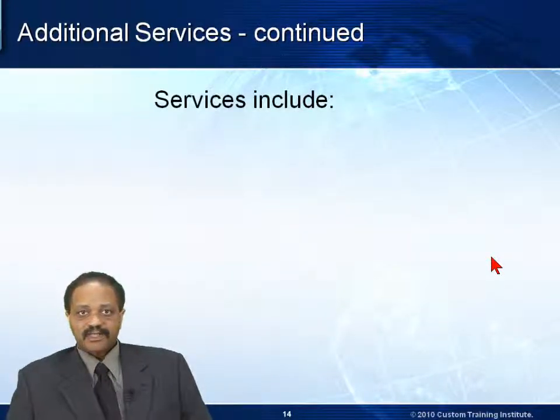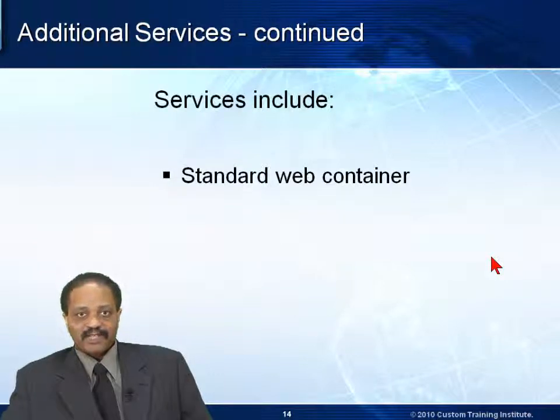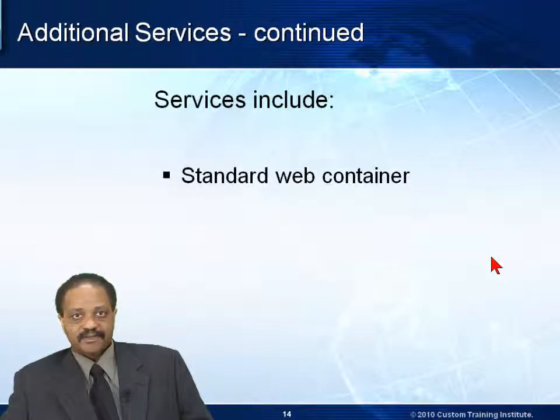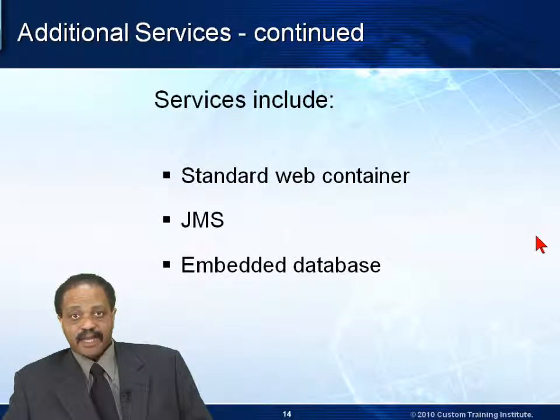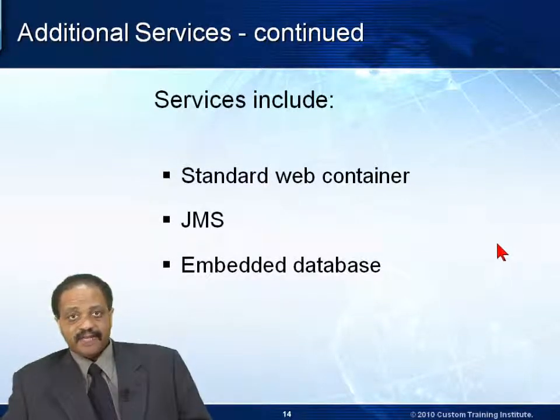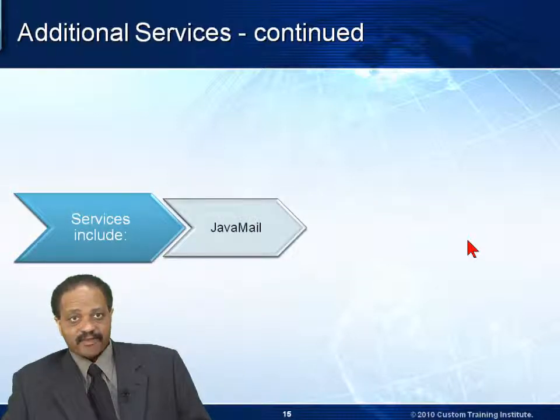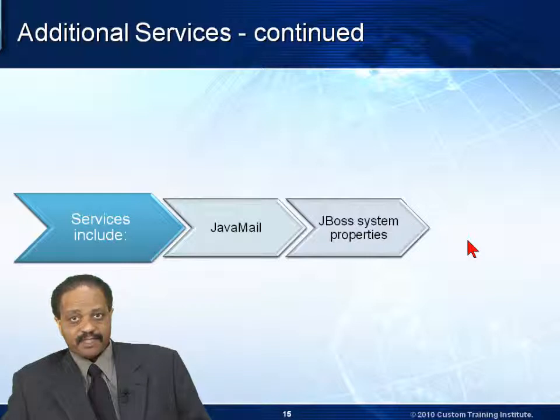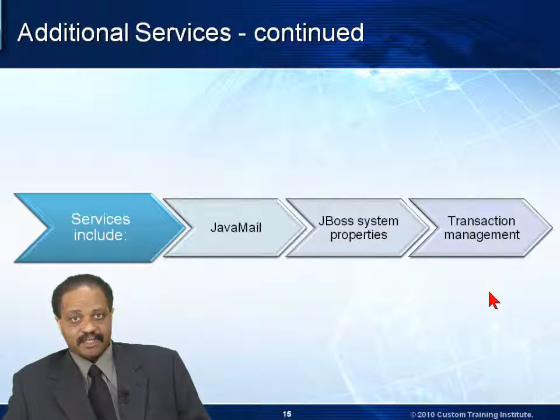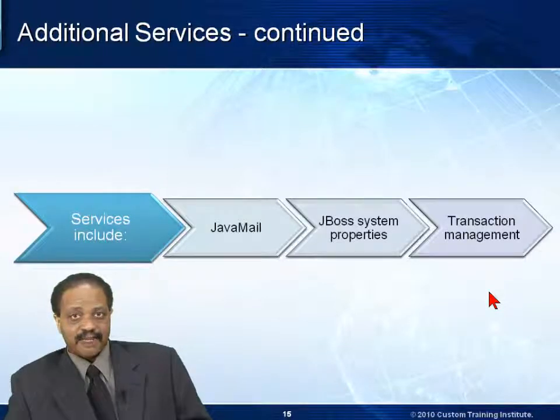These services include a standardized web container, now with the ability to serve and receive web pages, Java Messaging Services, or JMS, and an embedded database. The default embedded database is HSQL, Hypersonic SQL. They also include Java Mail, JBoss System Properties, and Transaction Management. Now, these services can be added and removed and configured without having to restart JBoss.